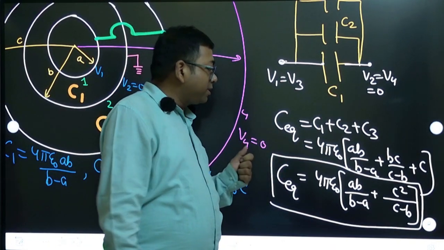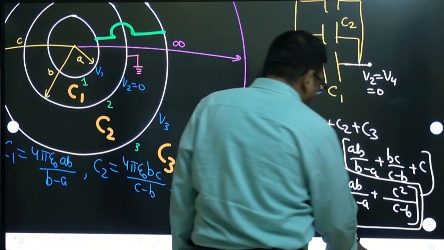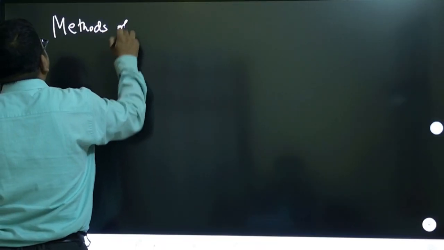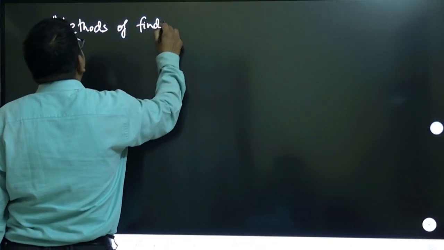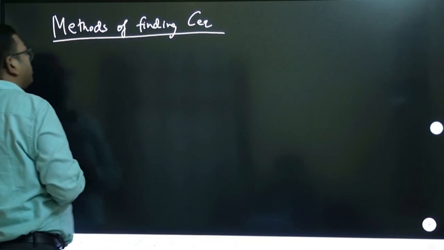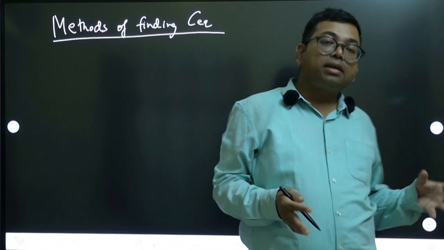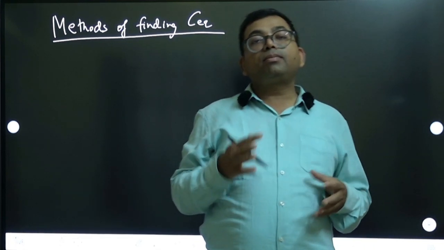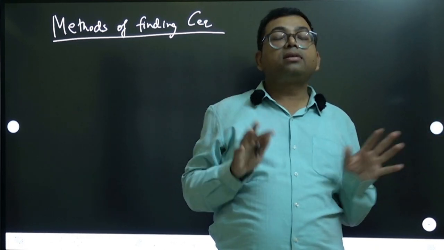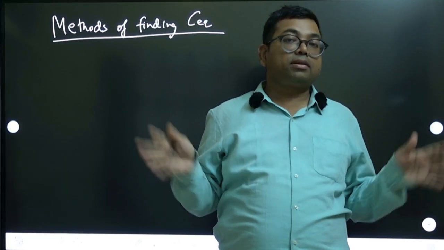So I will give some methods of finding C equivalent, how to calculate C equivalent. So the basic method is series and parallel. Now you know if they are in series, then 1 by C equivalent is 1 by C1 plus 1 by C2 plus 1 by C3, right? If they are in parallel, it is just the sum. C equivalent is C1 plus C2 plus like that.